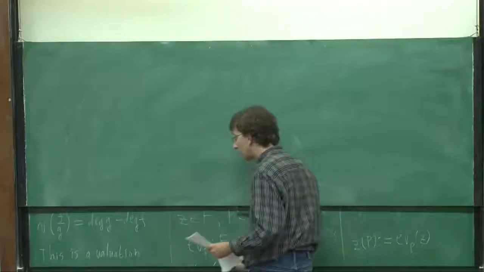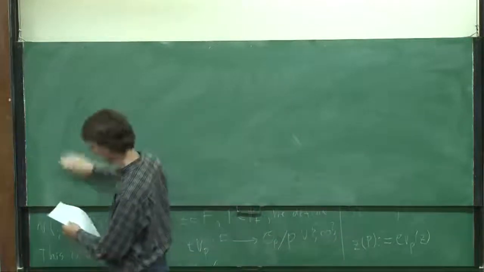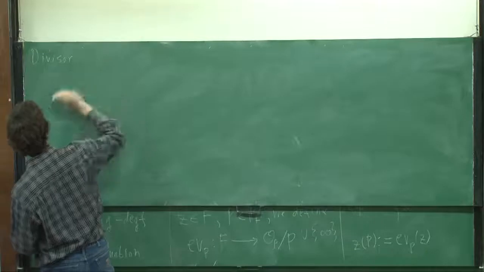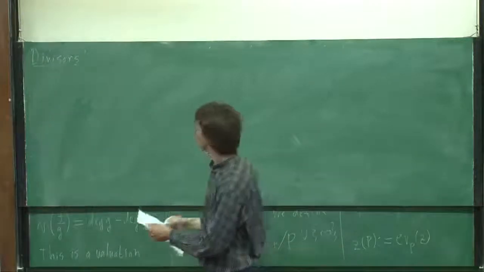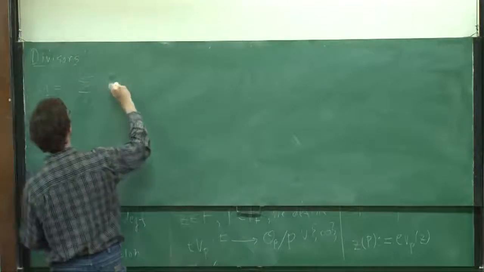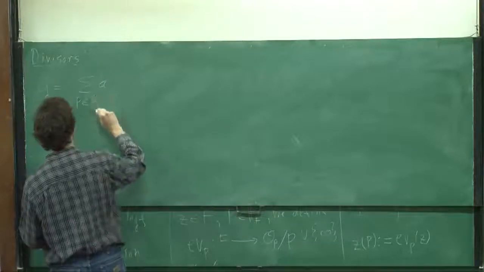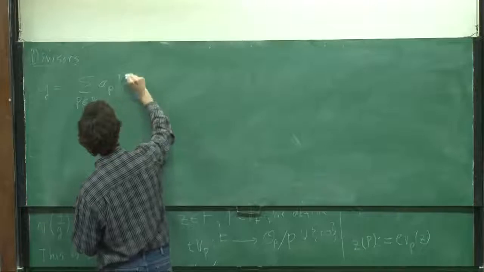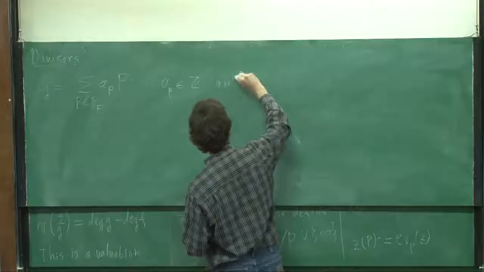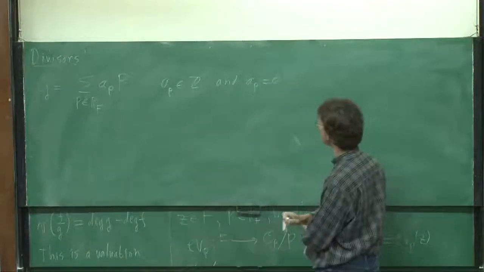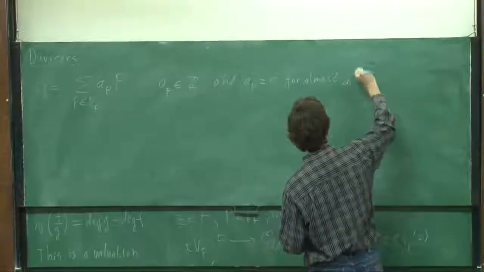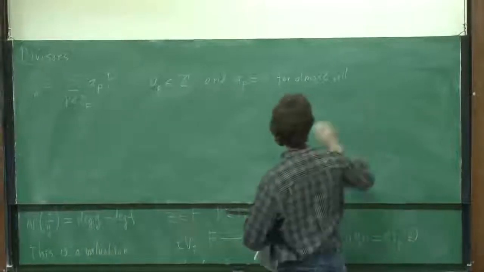So the next thing I will need later on to describe algebraic geometry codes is the notion of divisors. A divisor, G, is simply a formal sum of places, where this a_P are in Z and the coefficient is going to be 0 for almost all places. Almost all meaning finitely many are non-zero.